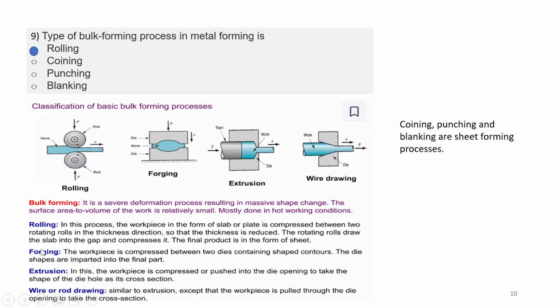In case of forging, you have a wide variety of products compared to rolling. Here the workpiece is compressed between two dies. It can be open forging as well.